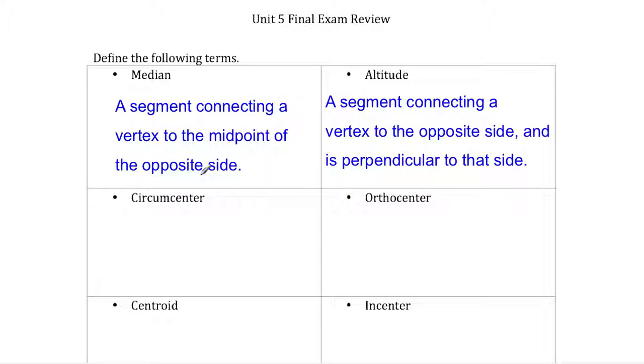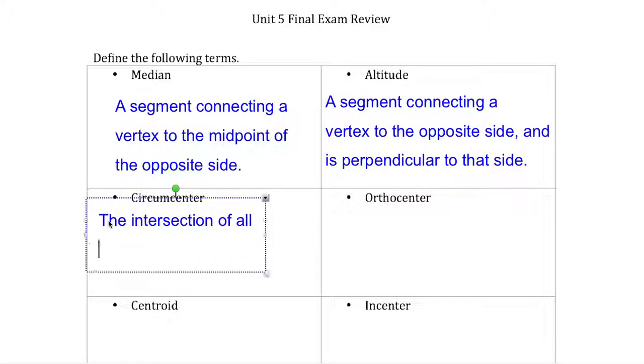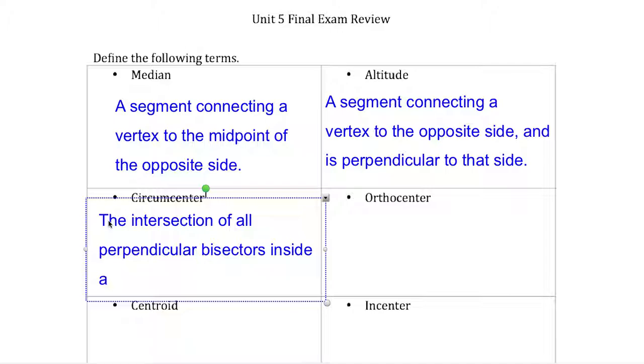Right, and then we have a circumcenter. A circumcenter is going to be the intersection of all the perpendicular bisectors. So the intersection of all perpendicular bisectors inside of a triangle.